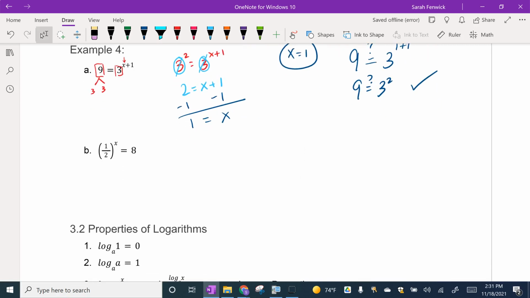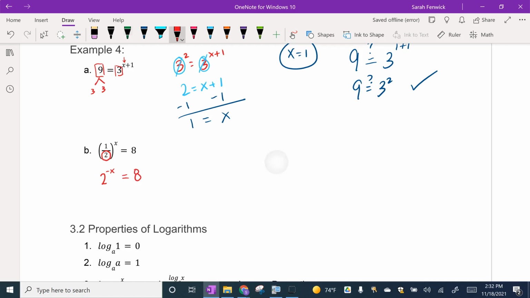Now, fractions usually get us in a little bit of trouble. That's one of the reasons it's good to have it in our examples. 1/2 to the x power equals 8. Well, I'm not real sure how to change 8 to a 1/2 base. That's not entirely true. I do know how. I just don't expect you to know how off the top of your head. Anytime I have a fraction like this, if I pull that bottom piece up, it would be to the negative x.